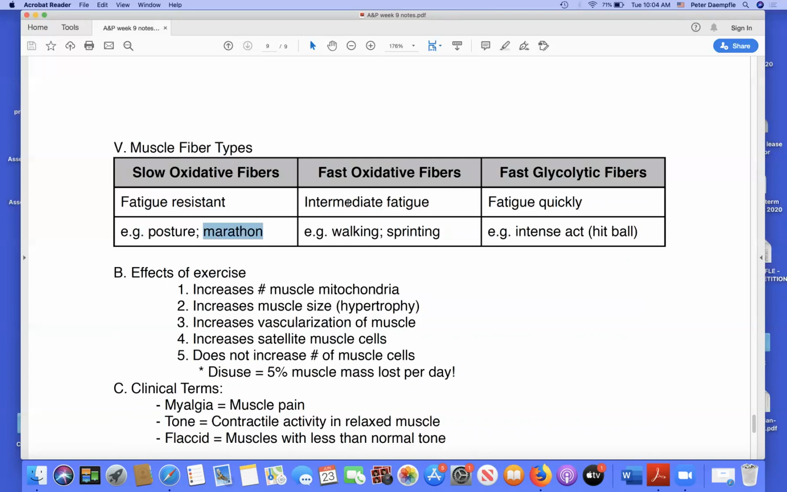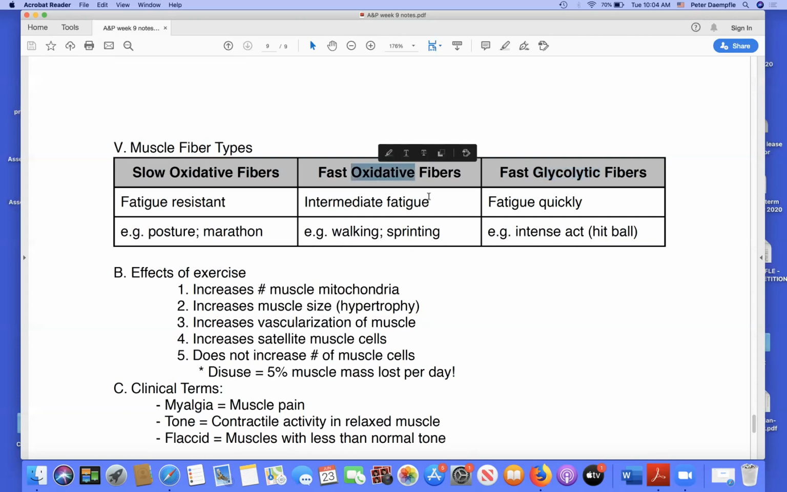We have 2 types of fast fibers: one is fast oxidative, one is fast glycolytic. Fast oxidative means it is intermediate to fatigue. So if you're a sprinter or you like to do some fast walking, you have a lot more fast oxidative fibers. Those are the fibers that will become more active. Fast glycolytic is for intense activity, like if you do a rapid weight bench push, or you hit a softball. In other words, an intense activity tends to use more fast glycolytic fibers.